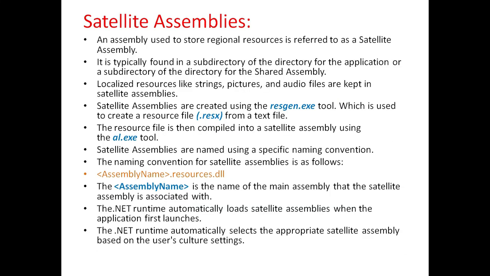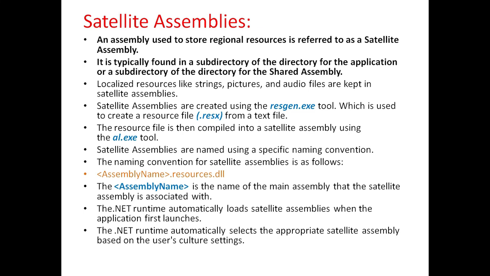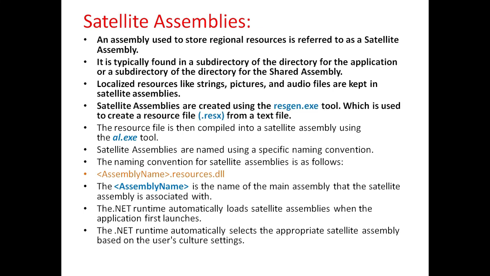Next is the satellite assembly. An assembly that is used to store regional resources is referred to as a satellite assembly. It is typically found in a subdirectory of the directory for the application or a subdirectory of the directory for the shared assembly. Localized resources like strings, pictures and audio files are kept in satellite assemblies. Satellite assemblies are created using the resgen.exe tool, which is used to create a resource file from a text file. The resource file is then compiled into a satellite assembly.